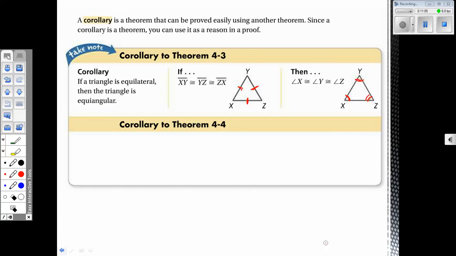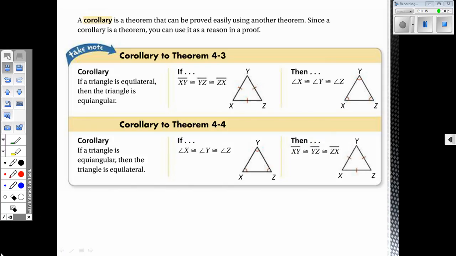And if this and this are equal, then this one and this one are equal. So what ends up happening? They all end up equal to each other, right? Doesn't it make sense that it's equilateral? Okay, the converse is also true. If all the angles are the same, all the sides will be the same. Okay? And that's what I mean by corollaries. They're pretty easy to follow because they make perfect sense based on what you already have.